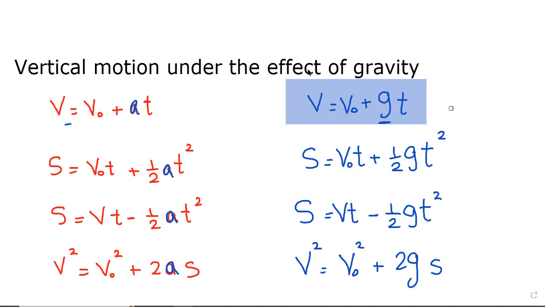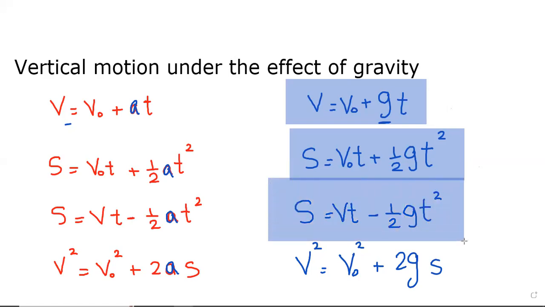Because the acceleration that affects the body is the gravity only. And S equals V initial T plus half GT squared. We replace the acceleration by G. And S is equal to V final T minus half GT squared. And the last rule, V final squared equals V initial squared plus 2GS. What I did, I just replaced the acceleration by the gravity in the 4 rules we have studied.